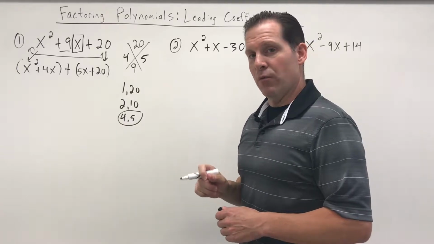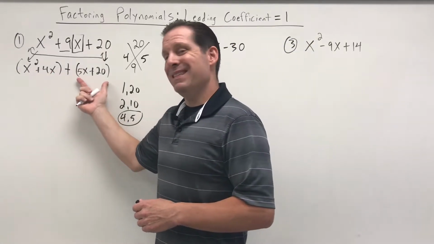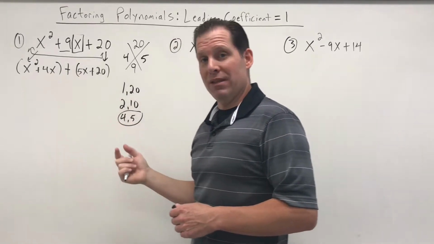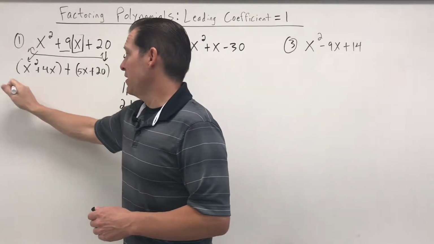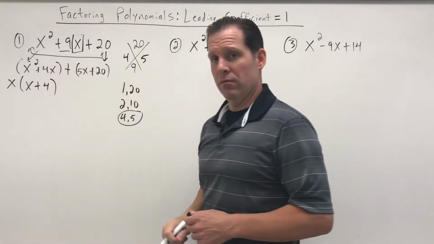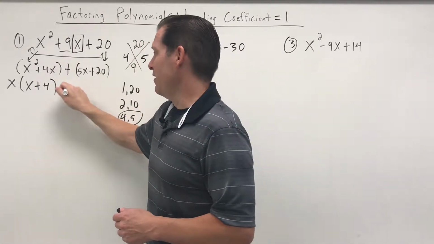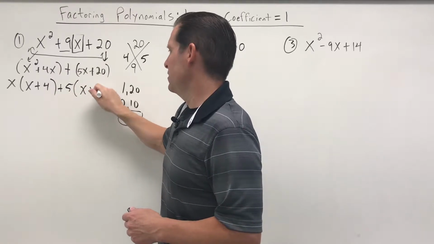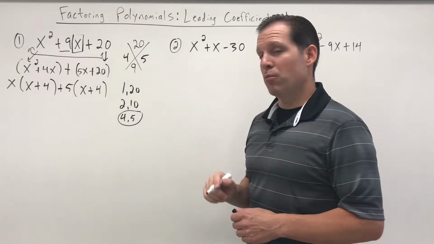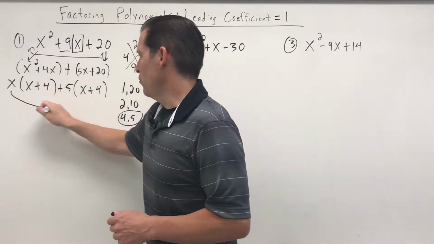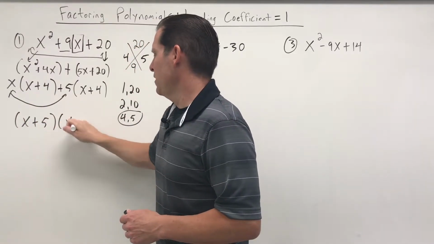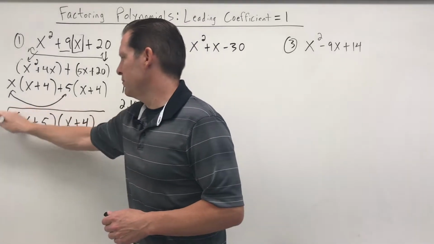Now once we get to this point, we want these two parentheses to eventually be the same. So we're going to look to take out a common factor out of these two so we can get the parentheses to be the same. In this one, I could take out an x. That would leave me with x plus 4. And then here, I could take out a 5. And that would now leave me with x plus 4. So now these two parentheses are the same, so we're good. At this point, we can go ahead and group. I'm going to group those two together. That gives us x plus 5 times x plus 4.